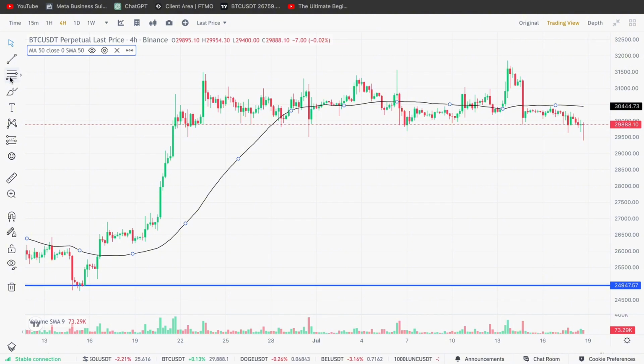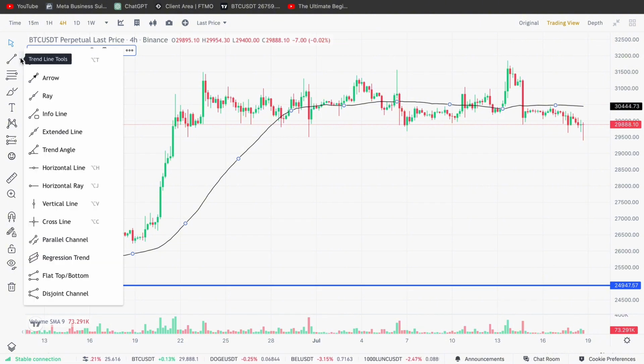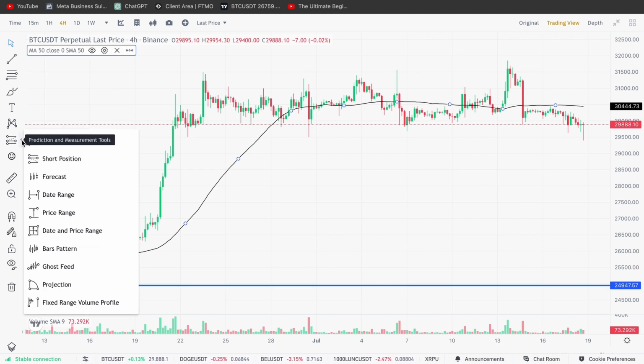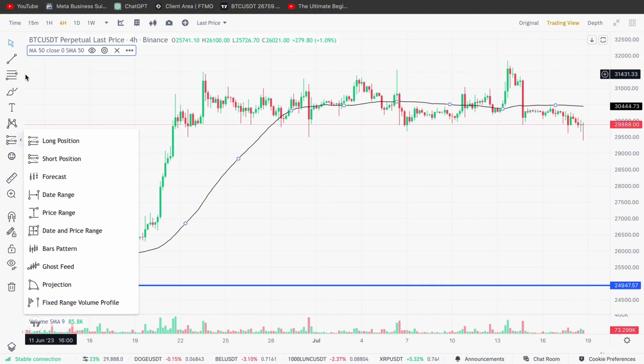So what I'll do is I'll just click on the price prediction tools at the left hand side. Okay, so we have the price prediction tools at the left hand side here, where we can add our entry price, our stop loss, and take profit.